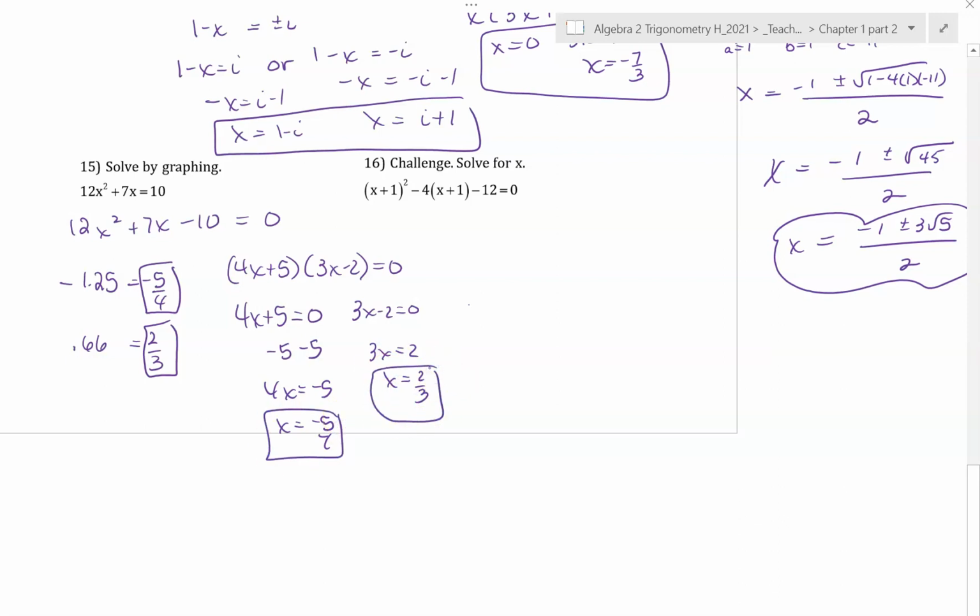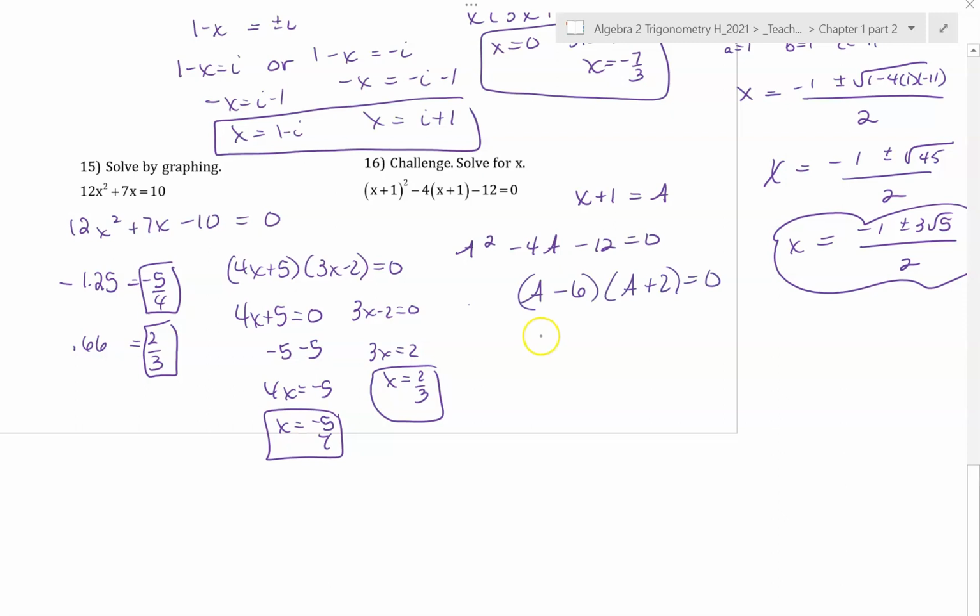Okay, take a look at number 16. What we're going to do for 16 is we're going to let x plus 1, how about let that be a, the grade we're all going to get on our next quiz. So couldn't you call that a squared minus 4a minus 12 equals 0? Go ahead and factor it with the a in there. So do you see how that was just easier to factor?